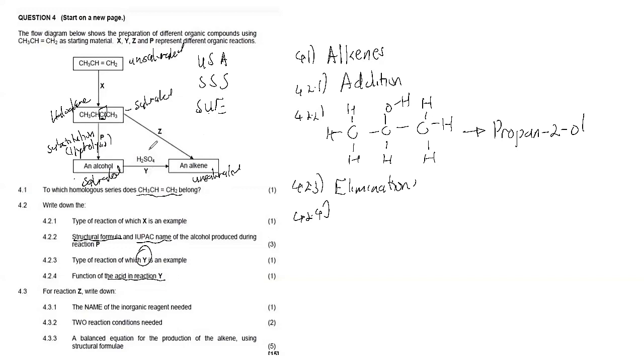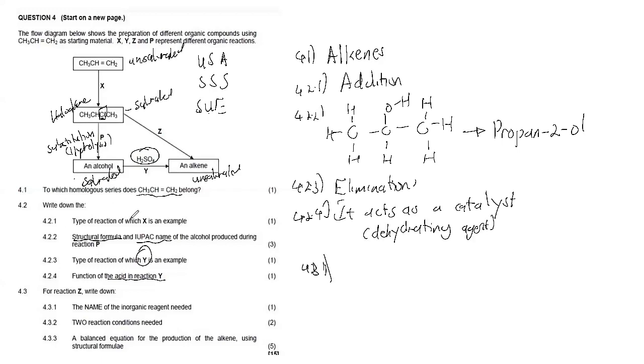Then 4.2.4 is asking for the function of the acid in reaction Y. What is the function of this sulfuric acid here? We know that it acts as a catalyst. Or you can say it acts as a dehydrating agent.